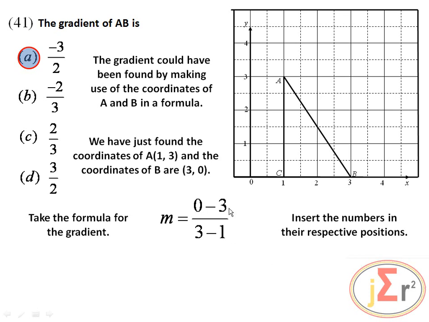And 0 minus 3 is negative 3, and 3 minus 1 is 2. So there we have it. M is equal to negative 3 over 2, just as in the two other cases, the two previous cases that we have examined.